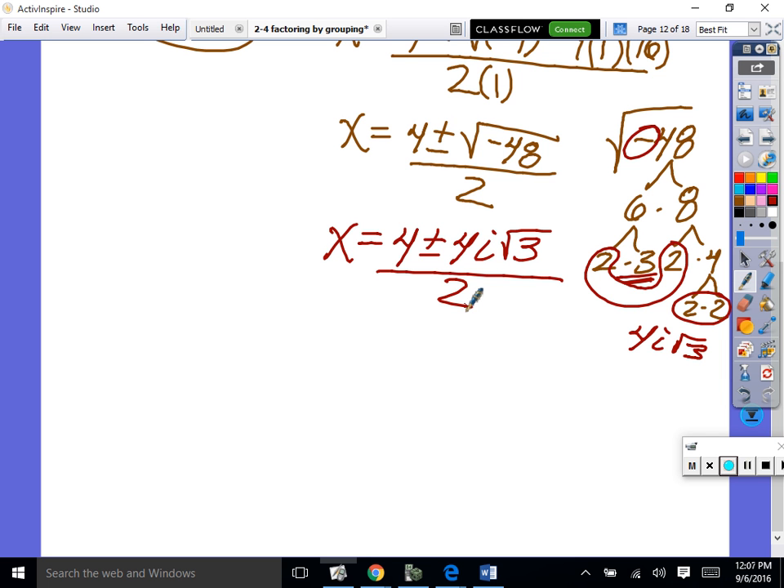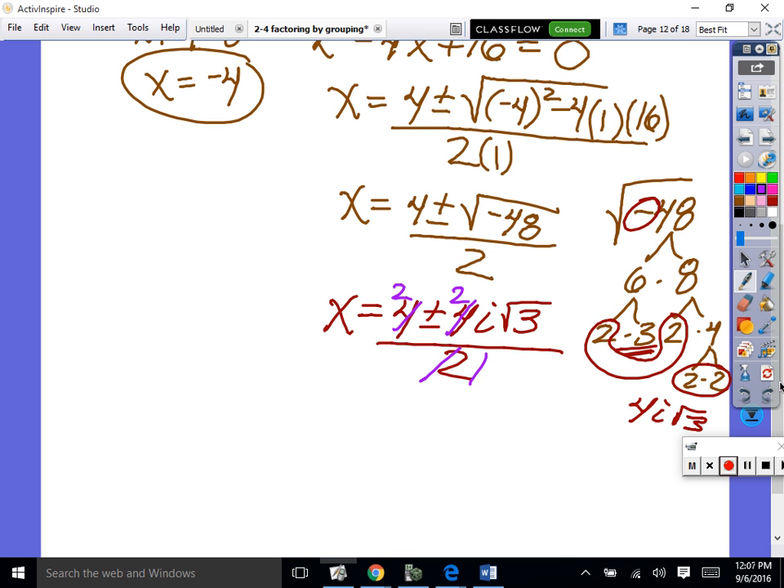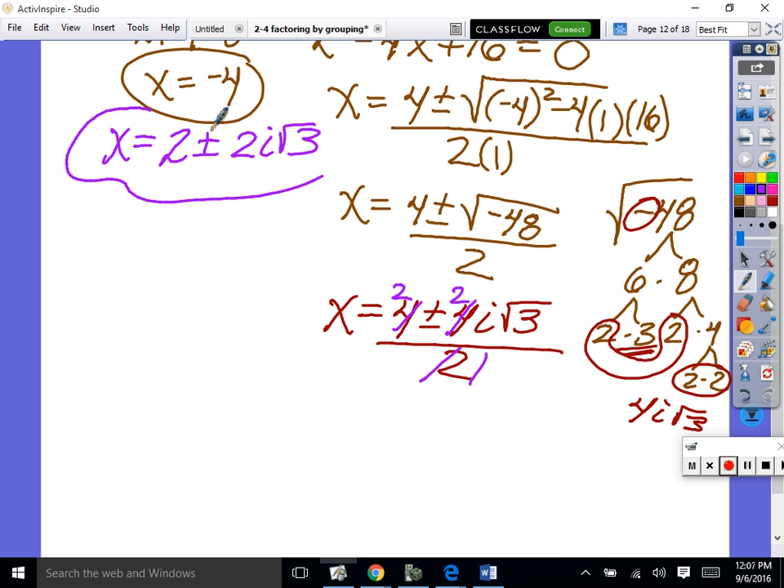All 3 things divide by 2. This becomes a 2, and a 1. Anything divided by 1 is just itself. So our 3 solutions are x is equal to -4, and x is equal to 2 plus or minus 2i square roots of 3. There's our 3 solutions.